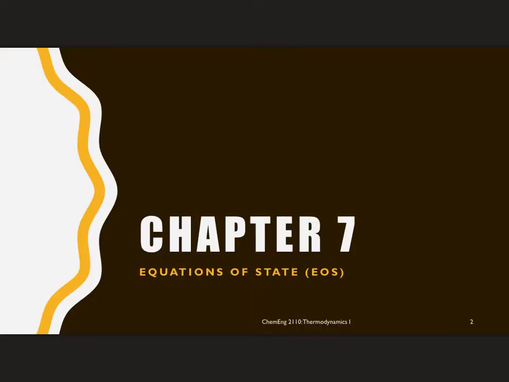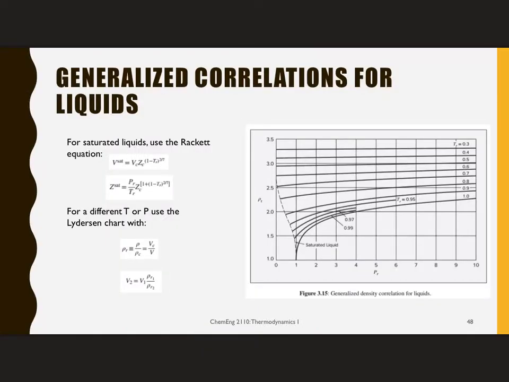We are finishing up Chapter 7, Equations of State, and we will be looking at what you do about liquids, and then also how you decide which of these equations to use. So first of all, there are some generalized correlations that are specifically developed for liquids.